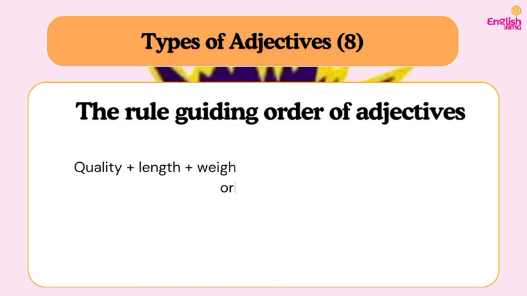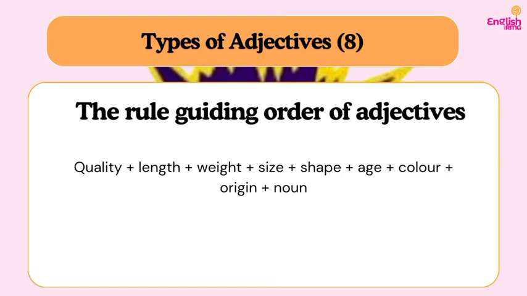So this is the right way to arrange adjectives when you have more than one. Quality should come first, followed by length, followed by weight, followed by size, followed by shape, followed by age, followed by color, followed by origin. Then you have your noun, of course. Do you understand? So, adjectives are not just arranged randomly or haphazardly. It has to follow this pattern.